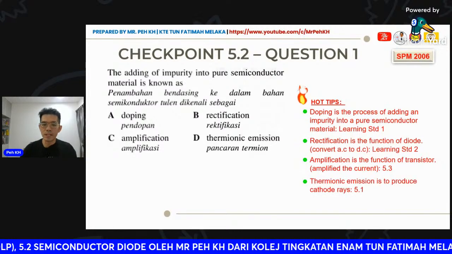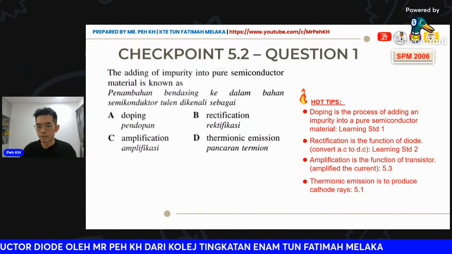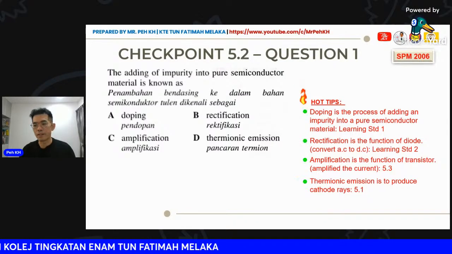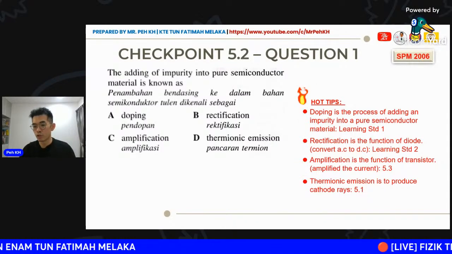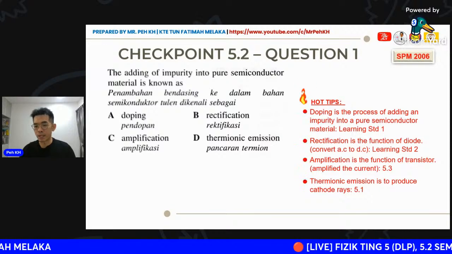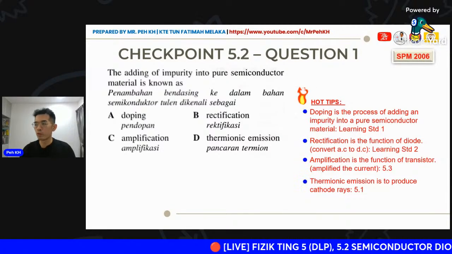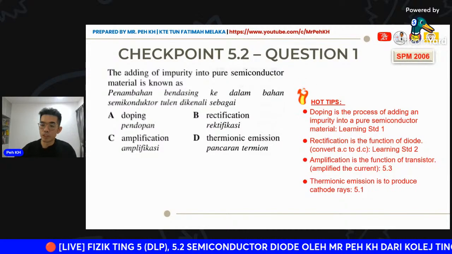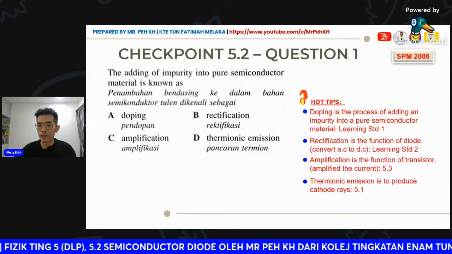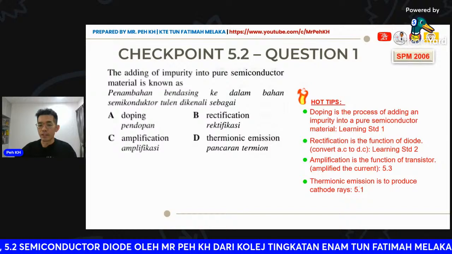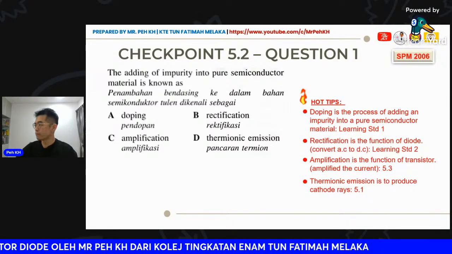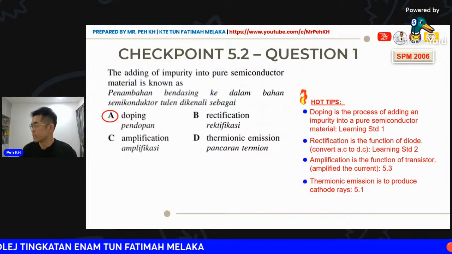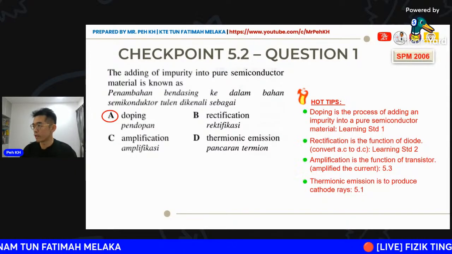Okay, so here the last term, thermionic emission, is the process where we heat the metal surface and emit electrons so that it may produce a cathode ray. This one was already learned in chapter 4, subtopic 5.1 of this chapter. Okay, so here the answer is very clear. This is A, which is given by Jimmy also. Let's say good try, Jimmy.